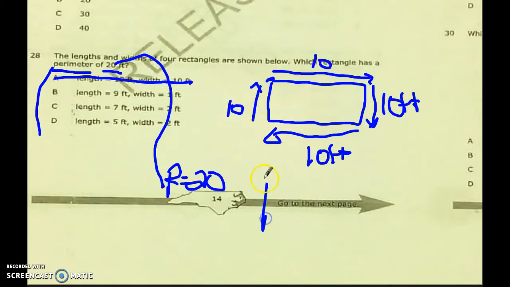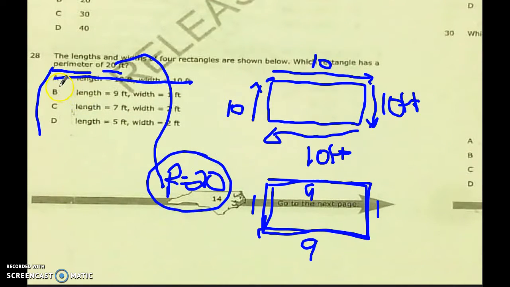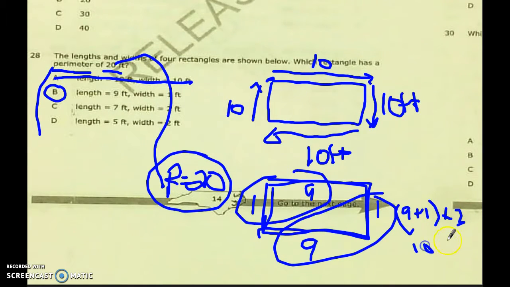Okay? If B, I'll draw my rectangle, if the length is 9 and the width is 1, so that means this side is 9 and this side is 1. So let's add them up again. So that's 9 plus 1 is 10, plus 9 more is 19, plus 1 more makes 20. So there's our perimeter right there. Remember, when we had some formulas, you could have added 9 plus 1 and then doubled that. So 9 plus 1 and then times 2. And 10 times 2 gives us 20.